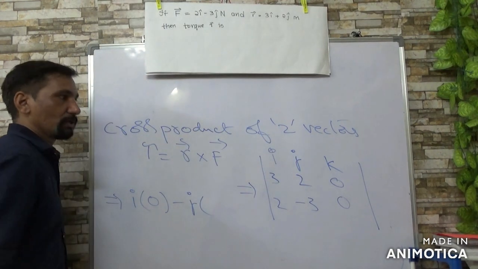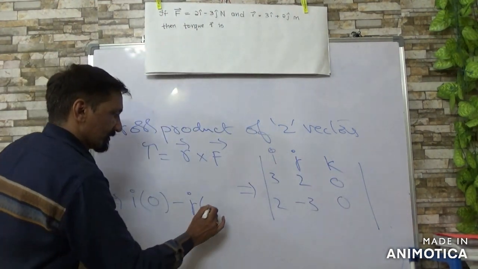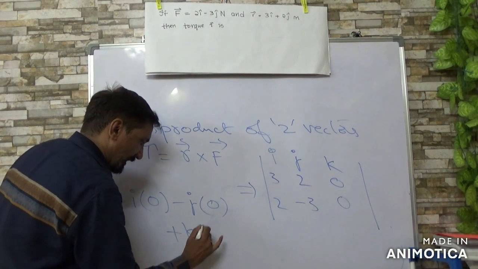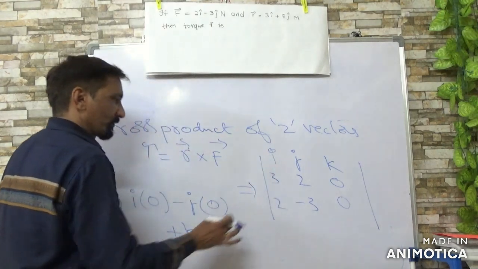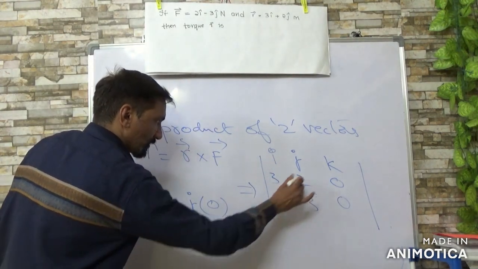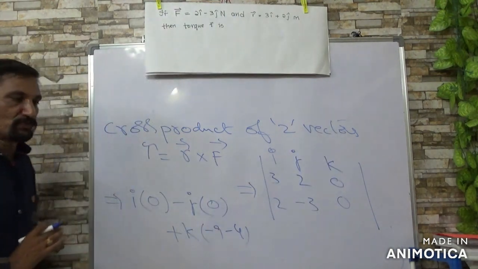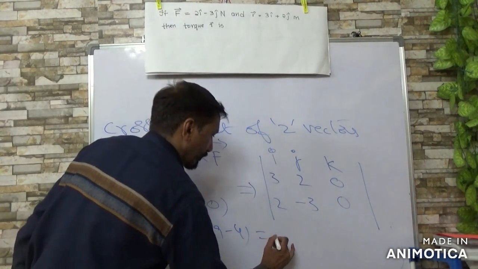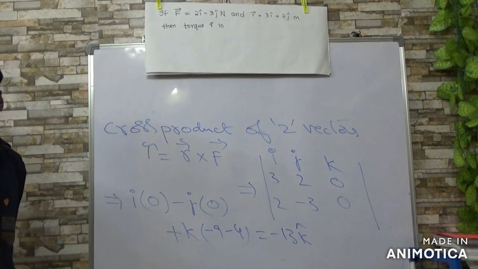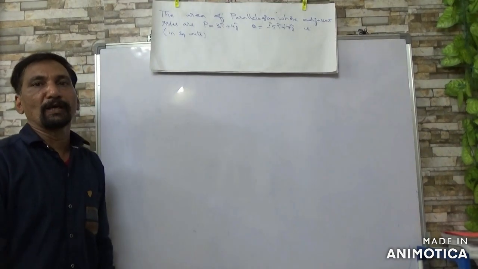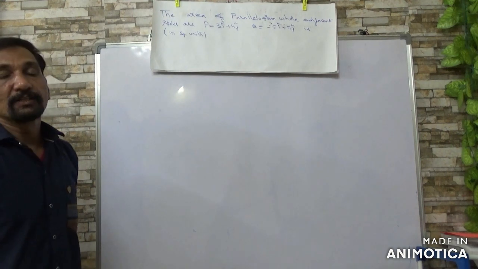Minus J of, right minus left, 0. Okay, plus K of, right minus left, minus 3 minus 4, always right side product minus left side product, so nothing but minus 13K. Okay. Now in this problem, the adjacent sides of a parallelogram are given, and you want to find its area.